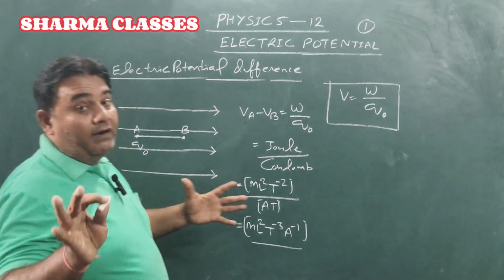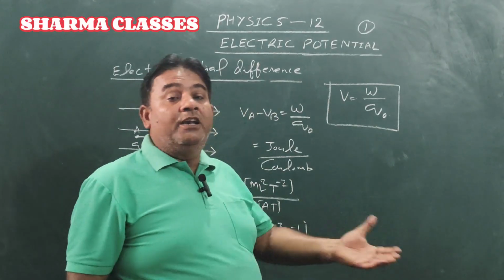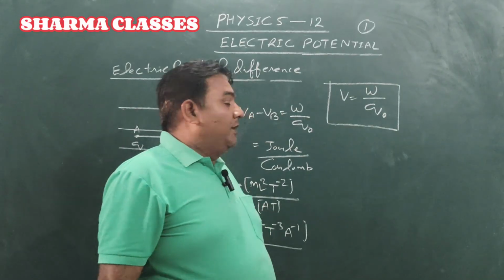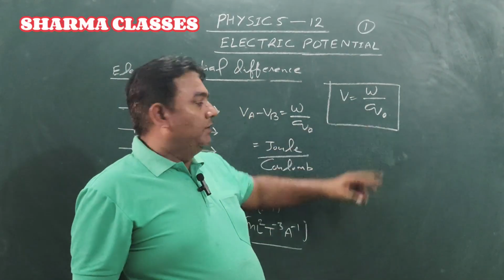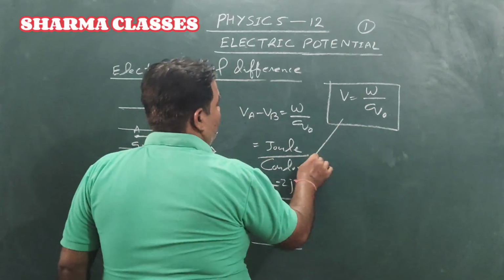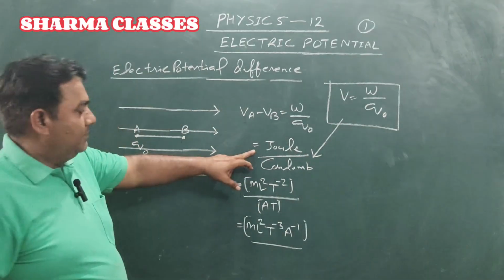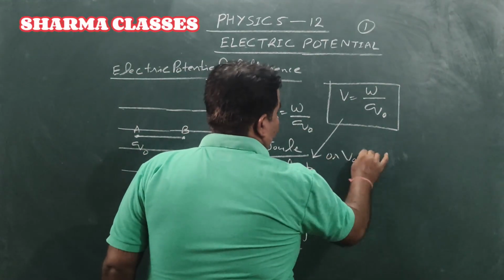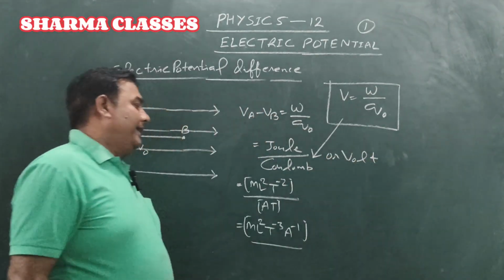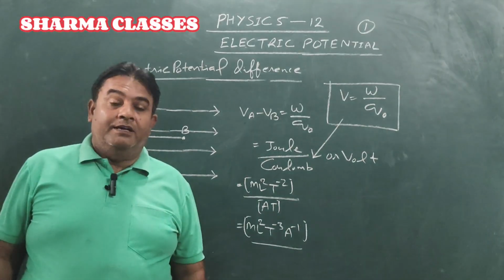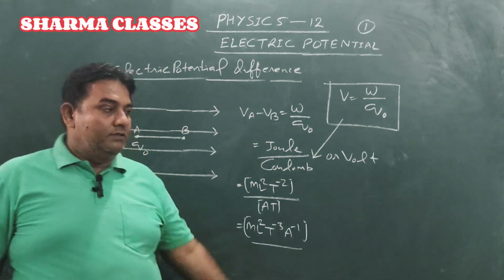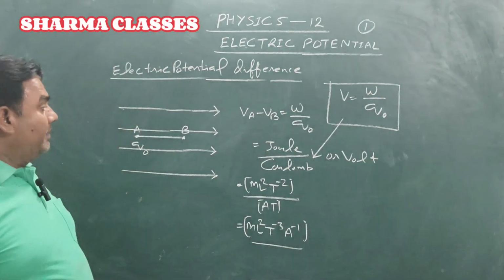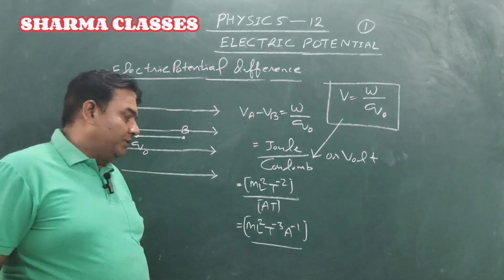The total work done by taking a unit test charge from infinity to any point in the electric field is called electric potential at that point. It is denoted by V is equal to W upon Q naught. The unit and dimension are the same. Unit is Joule per Coulomb, or volt. Electric potential is a scalar quantity because work appears in the formula of electric potential. It is a scalar quantity. There is no direction of electric potential.